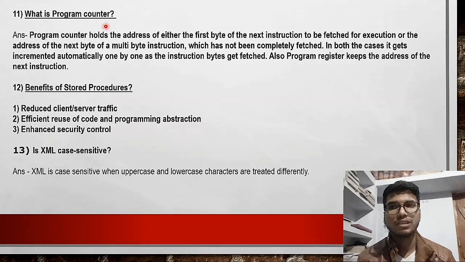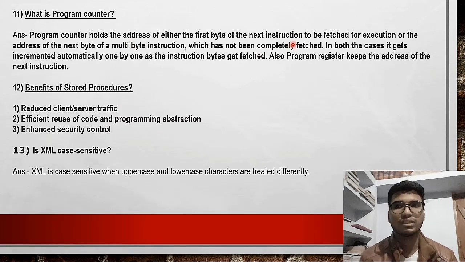Next question, what is program counter? Program counter holds the address of either the first byte of the next instruction to be fetched for the execution. Okay, that's the answer.